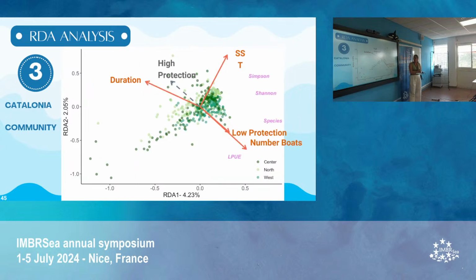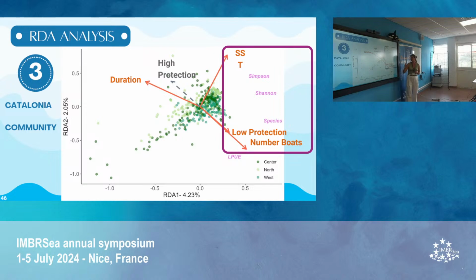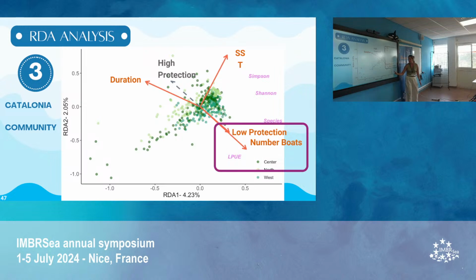And so the last two. This is the Catalonia Community RDA, and you can see the biodiversity, like I showed before, is quite spread. And Simpson being more influenced by sea surface temperature and species by number of boats and low protection. And lastly, that the LPUE is influenced by low protection and number of boats.